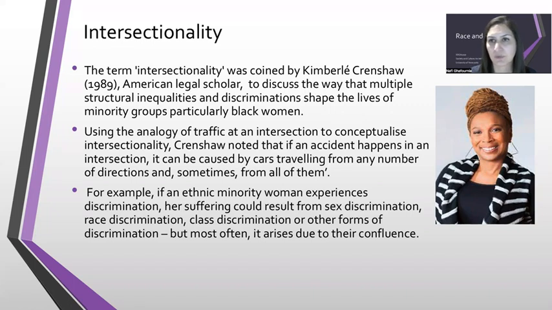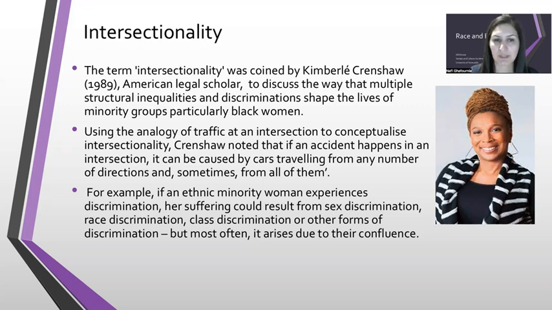So her theory starts with feminist theory, and her main concern was about Black women. So she talked about different systems of discrimination. She used the analogy of traffic at an intersection to conceptualize the intersectionality theory. She noted that if an accident happens, for example, in an intersection, it can be caused by cars traveling from any number of directions and sometimes from all of them. So it's not just from one direction.